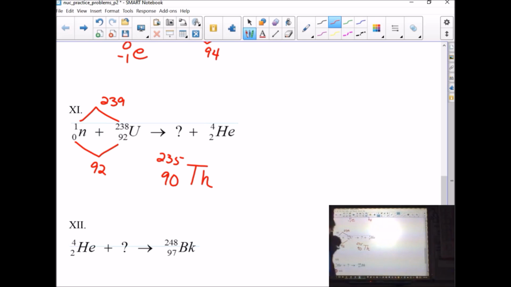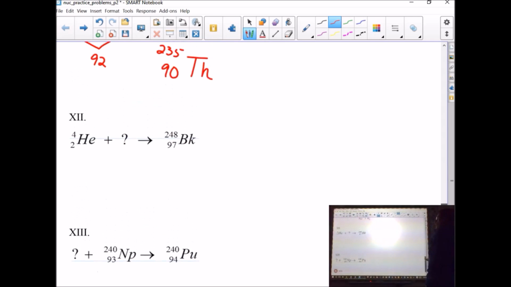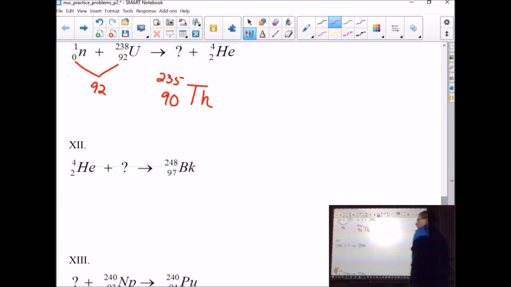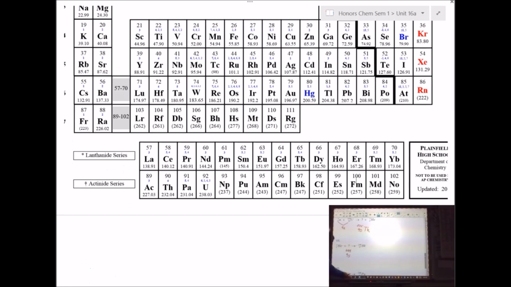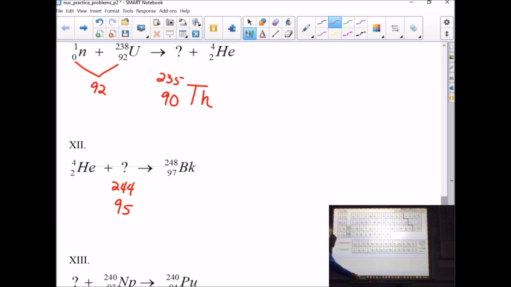And then, is this the last one, or do we have 2 more? Oh, we have 2 more. Good. Okay, so what's going to be the proton number here? 95. What's the mass? 244. So go to the periodic table and find out what 95 is. God bless America. And then 13, the last.